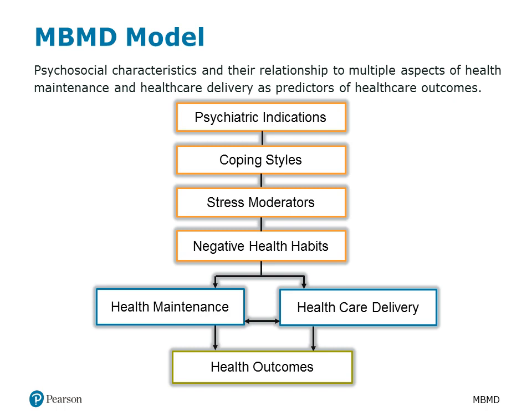Within our model, which we use to determine the scope of the MBMD, there are several psychosocial characteristics, as noted in the orange boxes here, that can influence health maintenance and healthcare delivery and costs, noted in the blue boxes, which in turn all work together to determine health outcomes, the green box. These psychological characteristics can be grouped into the following 4 categories: psychiatric indications such as anxiety, depression, and other Axis 1 related disturbances; coping styles such as the behavioral, cognitive, and interpersonal strategies that patients use; stress moderators which comprise appraisals, resources, and contextual factors. And finally, negative health habits, which can compromise medical treatment.